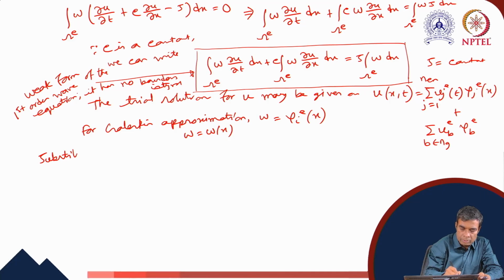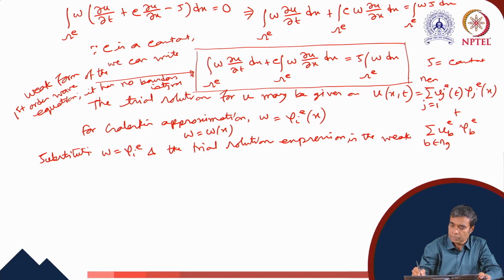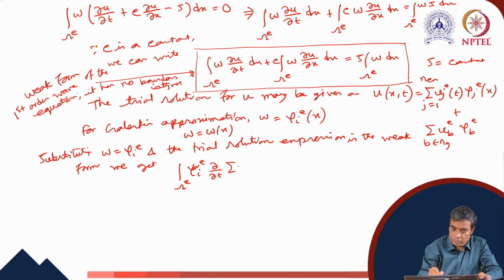Substituting w equals psi I e and the trial solution expression in the weak form, we get integration over omega e psi I e del del t summation over u j e t psi j e plus summation over u b e psi b e, here j varying from 1 to n, here b is belonging to eta g.